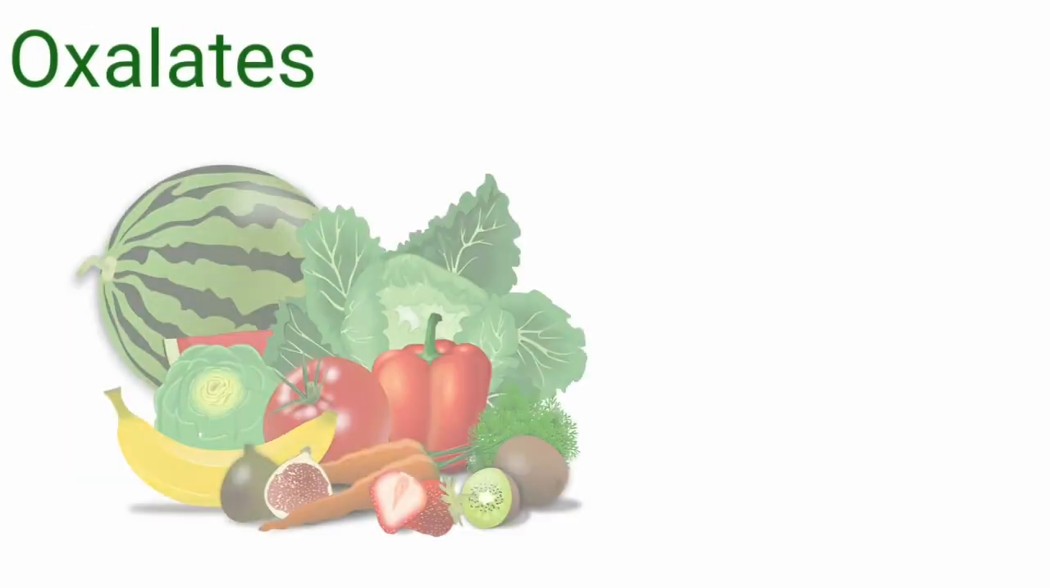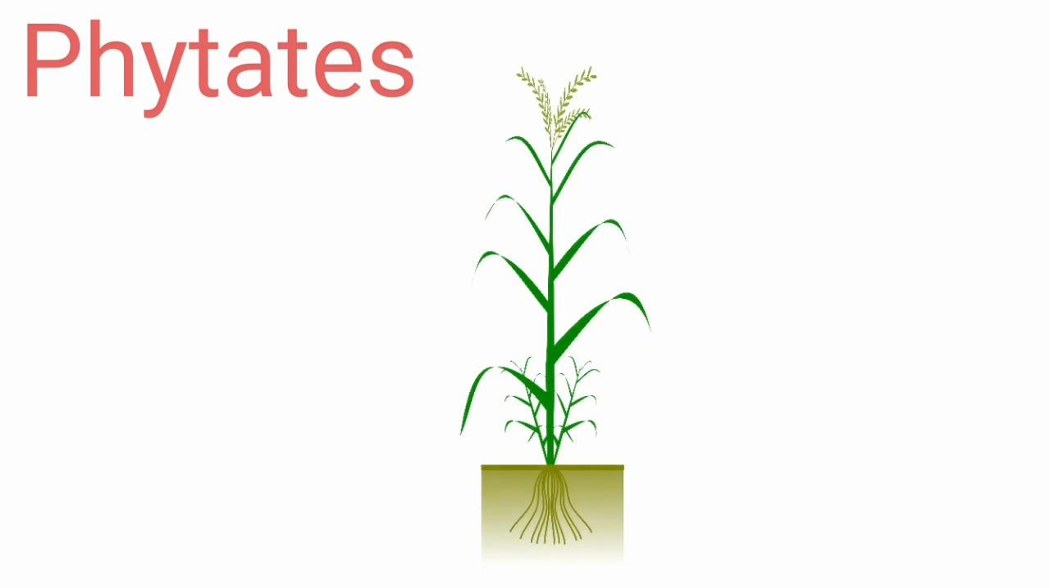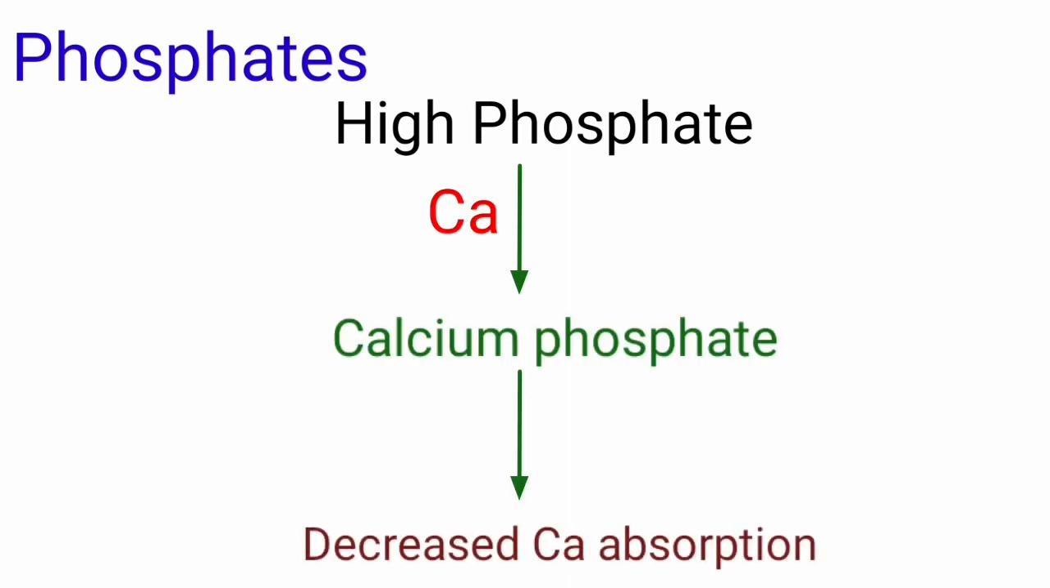Oxalates present in vegetables like cabbage and spinach form insoluble calcium oxalates, which are also excreted in the feces, thus lowering the calcium absorption from the intestine. Cereals contain phytic acid, which forms insoluble calcium salts, decreasing the calcium absorption. High phosphate content will cause precipitation of calcium as calcium phosphate. The optimum ratio of calcium to phosphate, which allows the maximum absorption, is 1:2 to 2:1.